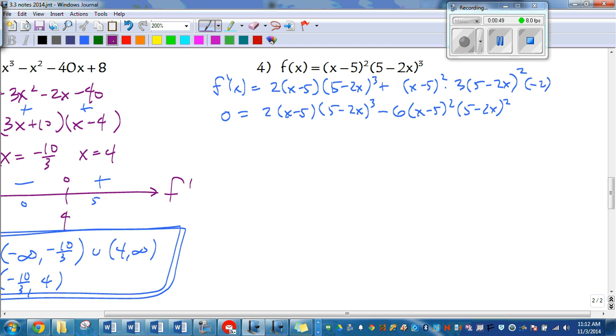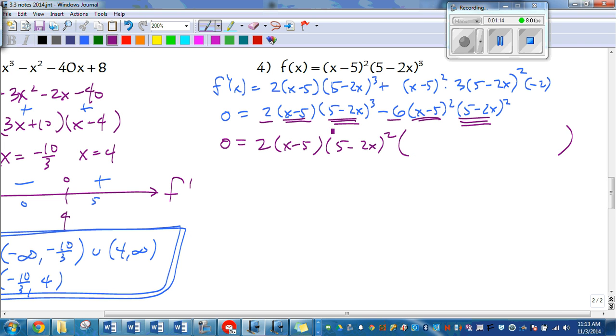And now we're looking to factor. So we're looking for things they have in common. Out of 2 and negative 6, we can factor out a 2. They both have an x minus 5 to a power. We can factor out the smaller one, so x minus 5 to the first. And they both have a 5 minus 2x to a power, so we can factor out the smaller degree, which is 5 minus 2x squared.